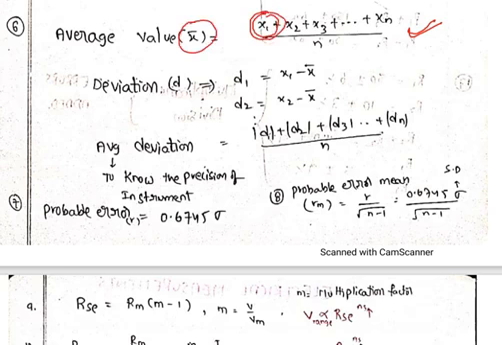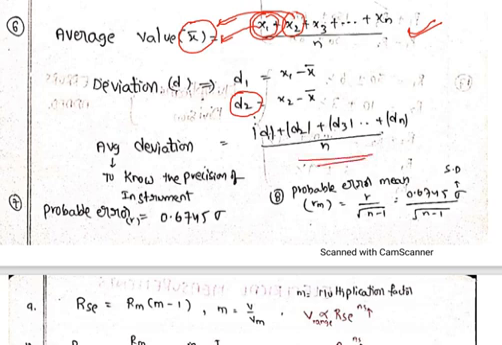In case of the second deviation, that is d2, it is x2 minus x bar. Like that we have to calculate the deviation for a particular value. And average deviation formula is equal to mod d1 plus mod d2 plus mod d3 so on mod dn by n. This is the formula to know the precision of the instrument.